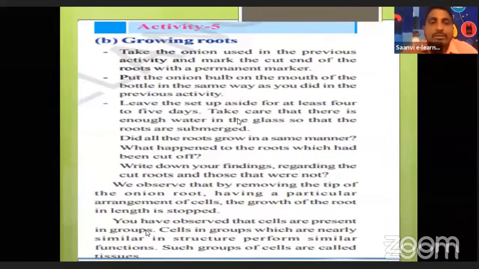Okay, so here we are discussing multicellular, right? Now we observe that by removing the tip. Please stay in line, all of you.